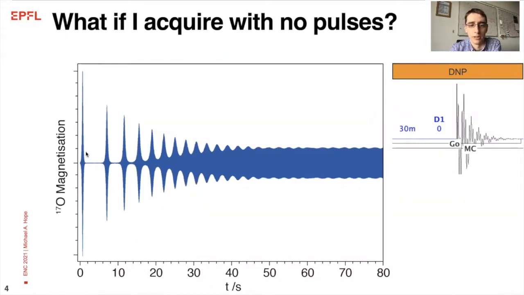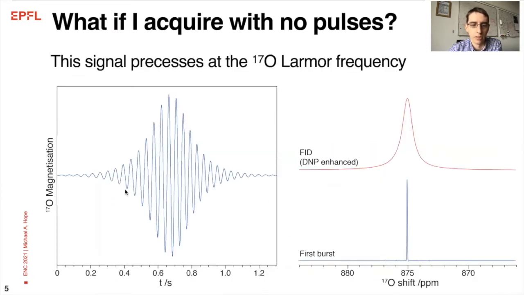Bursts of transverse magnetization, which decay and then reach a steady state. If you zoom in on one of these bursts, you see that it's actually precessing, and it precesses at the Larmor frequency. So if you Fourier transform, you get a peak at the chemical shift, in this case 875 ppm, but it's much sharper than the conventional FID because this signal goes on for longer.